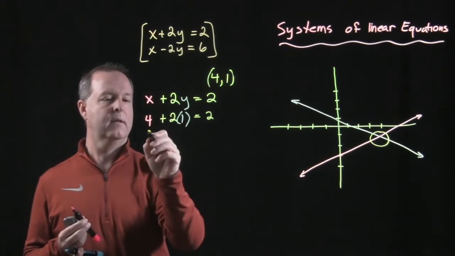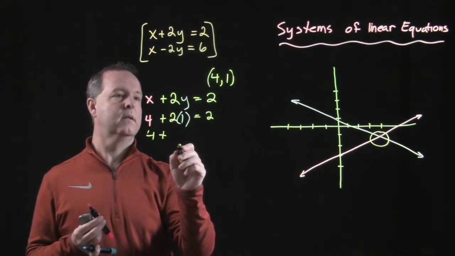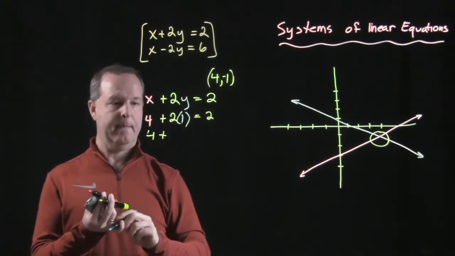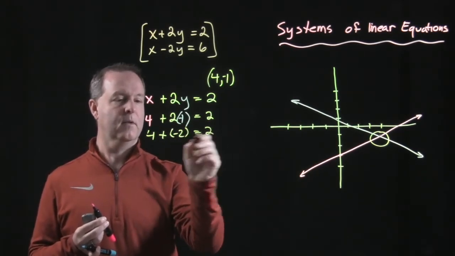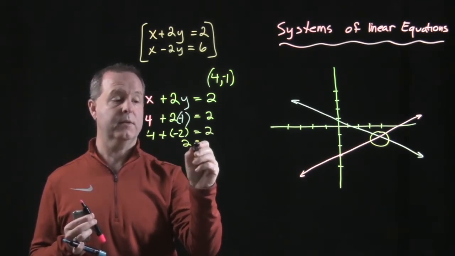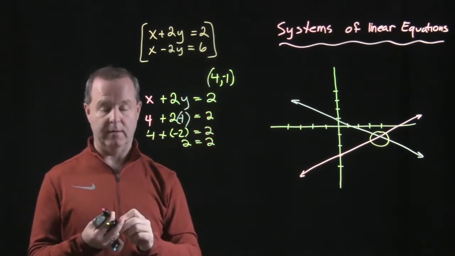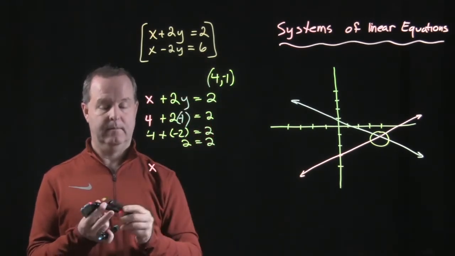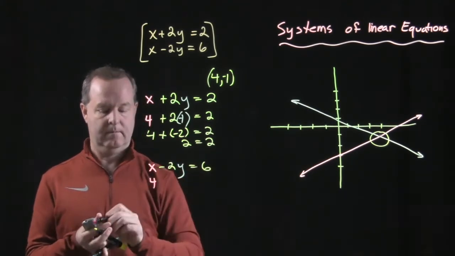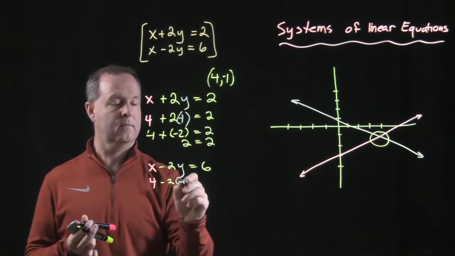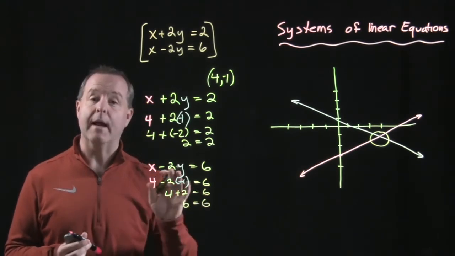Solving that out, 4 plus, oh, that's a negative 1. Whoops, sorry folks. Four plus a negative 2 equals 2. Does 2 equal 2? That is true. Let's find out if that solution works in this second equation as well. So we would have our x, and you would see that I would get a true statement.